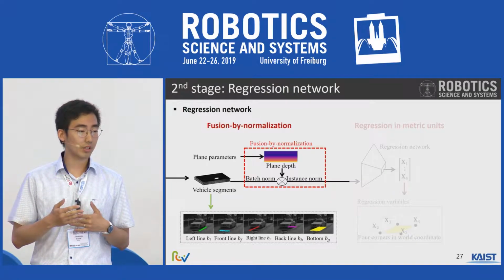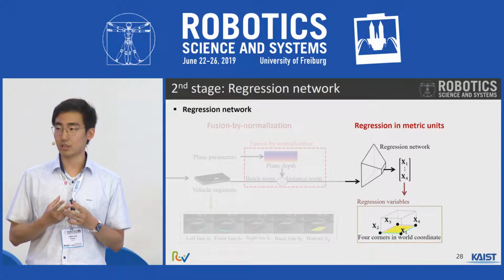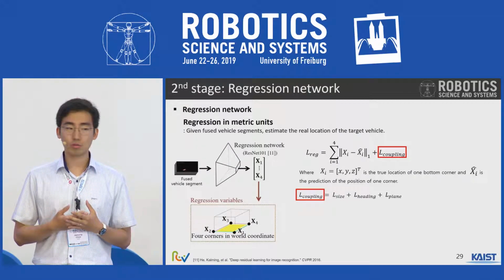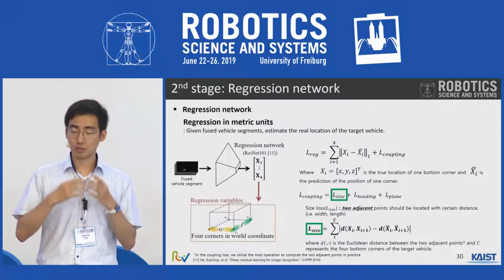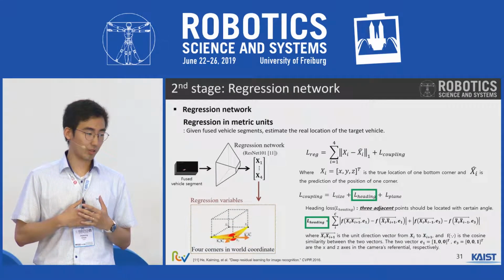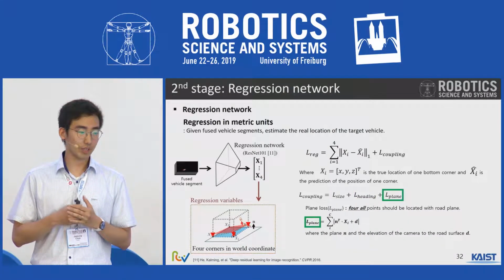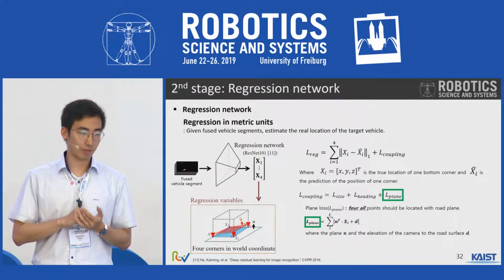Given the fused vehicle segments, we finally predict the 4 bottom corners of the vehicle in a 3-dimensional way. So here we introduce the coupling loss to impose structure prior on our network. First one is the side loss that couples the 2 adjacent points. And the second one is the heading loss to impose the coupling. And the last one is a plane loss to lie 4 points on the same ground.